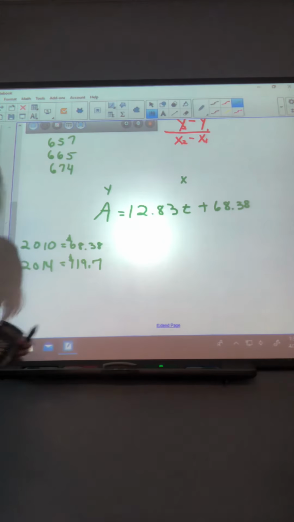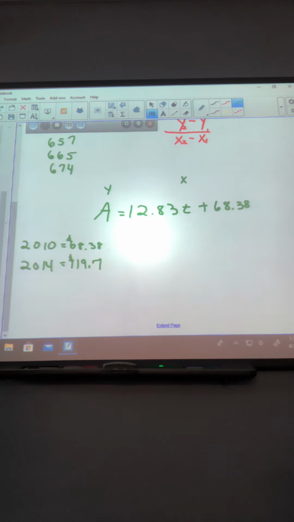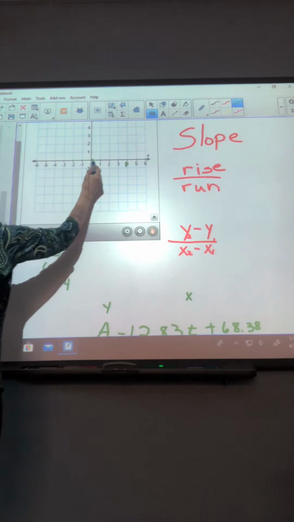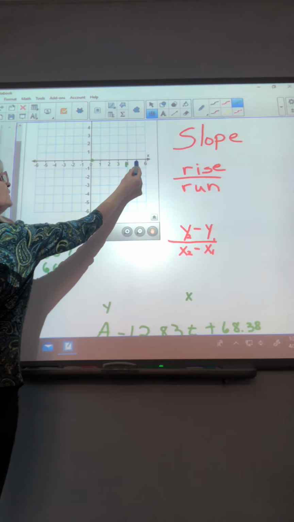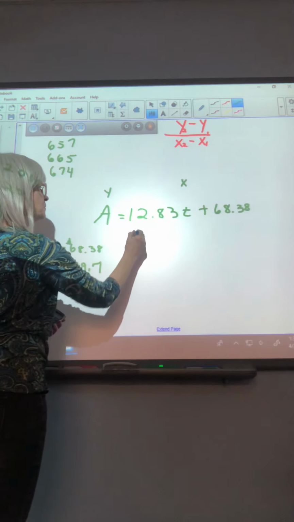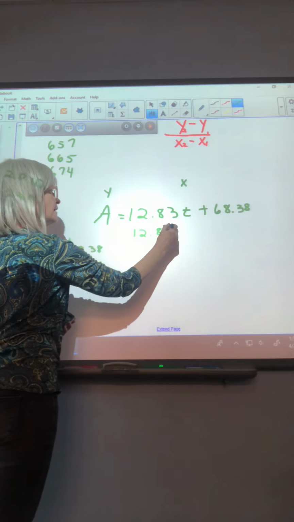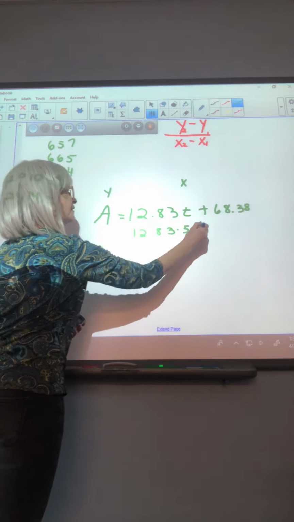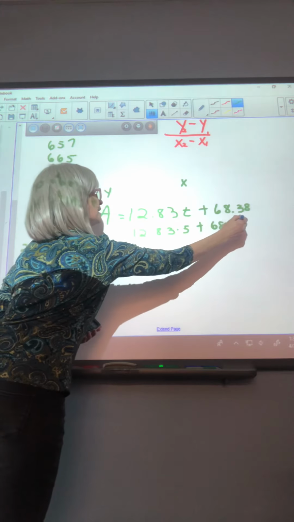So the next one they asked us to find was for the year 2015. Again, if you look at your graph, from 0 to 2015 would be 5 years. So we're going to multiply the slope times the time, which is 5, and then we'll add the 68.38.